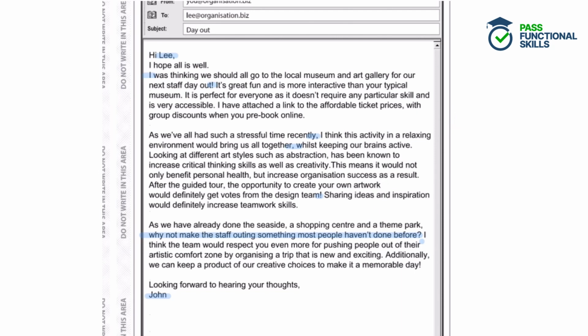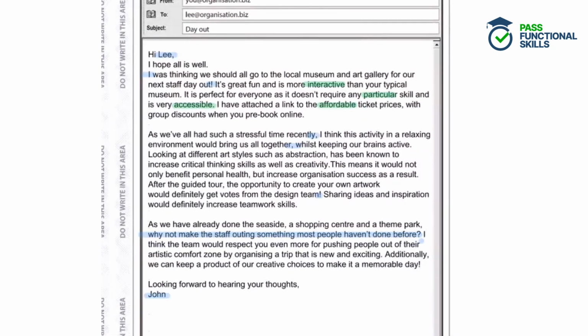As well as grammar, we need to consider spelling. So all of the spelling in this answer is correct, and it has included some quite difficult to spell words, for example, interactive, particular and accessible, and affordable as well. So try to use a few longer words that might be a bit trickier to spell, but make sure that you are only trying to spell words that you know how to spell correctly, because the more words that you spell incorrectly, the less clear that your answer will be and the fewer marks you'll get.